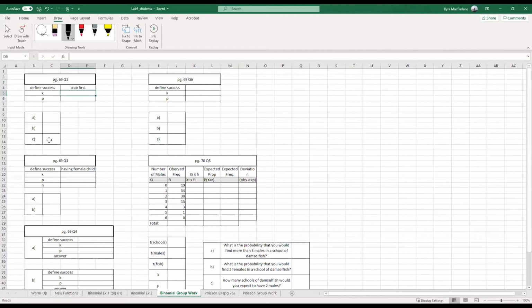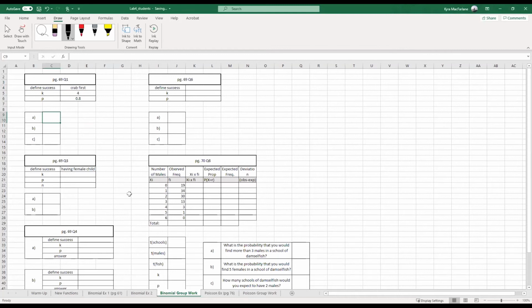So first off, it's important to define a success. In this case, our success is eating a crab first. Out of how many trials, right? 4 trials. There are 4 trials that we're going to see. Does the octopus eat the crab or the clam first? And the probability of a success, which we've defined as crab first, is 0.8. So this is all information that we've been told, except for this, I suppose. So now we can use the binomial distribution function to calculate some probabilities.